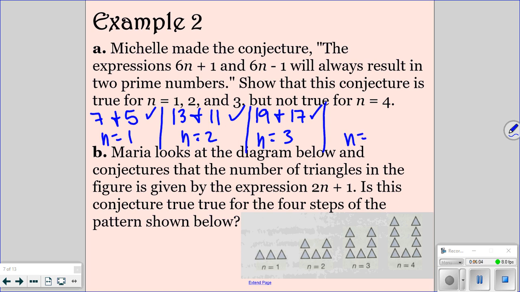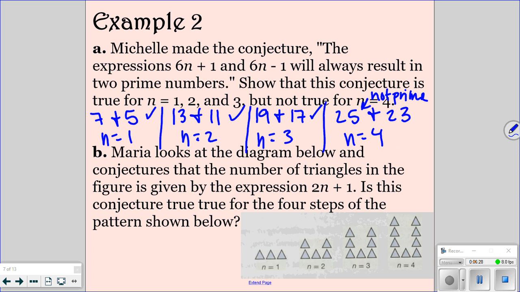So for n equals 4, 6 times 4 plus 1 is 25, and 6 times 4 minus 1 is 23. This one is not prime. So that's how you can show that the conjecture is false.